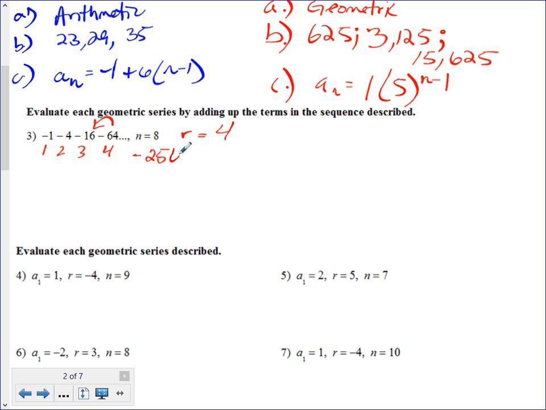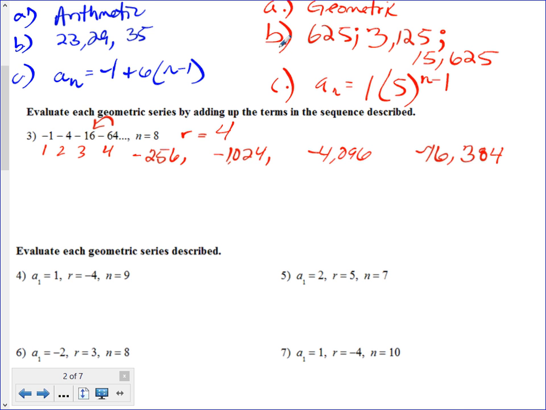Yep. -4,096. Then it's -16,384. Yeah. Now what? What do we do with that? I said find the sum of the first 8 terms. So now add them up.